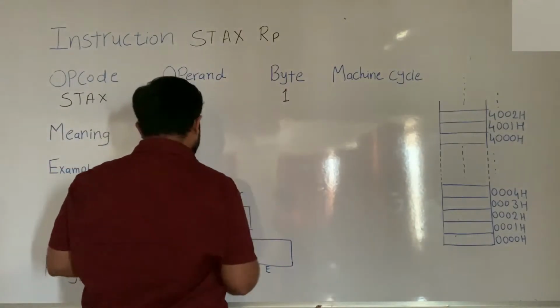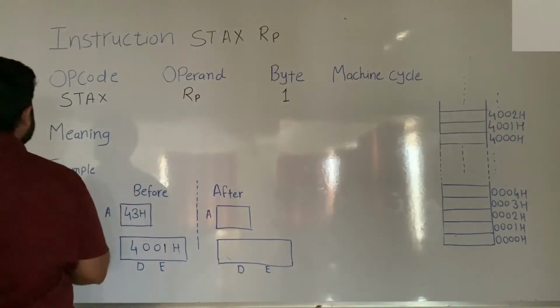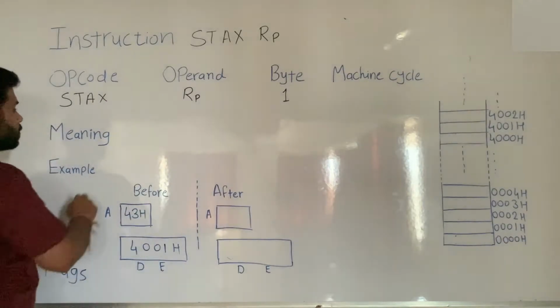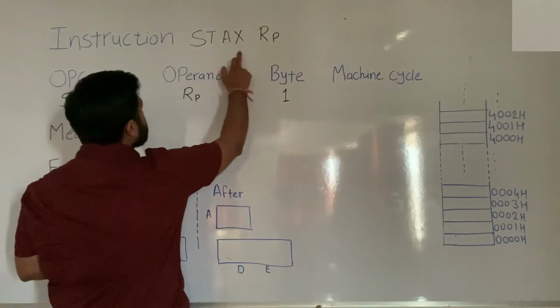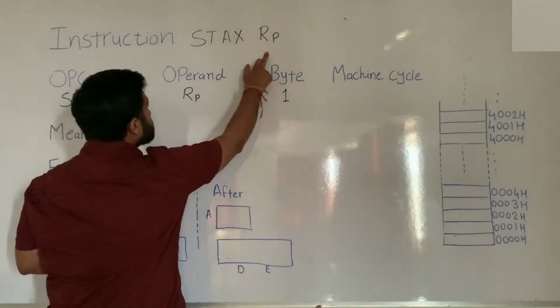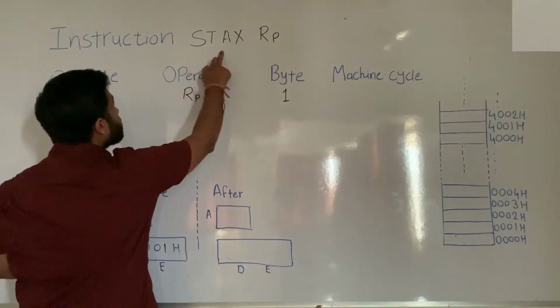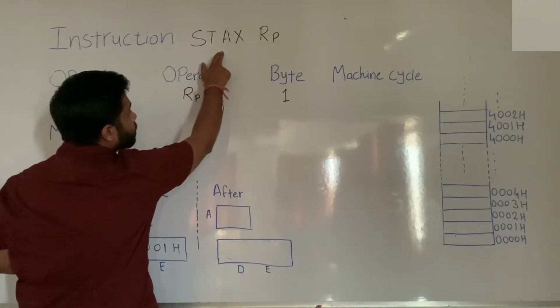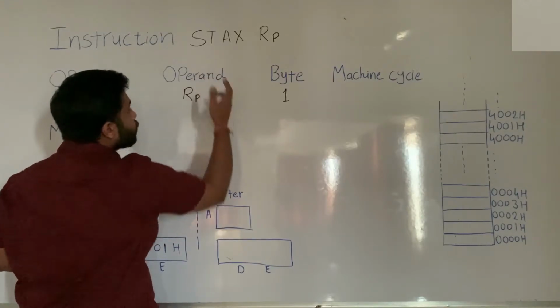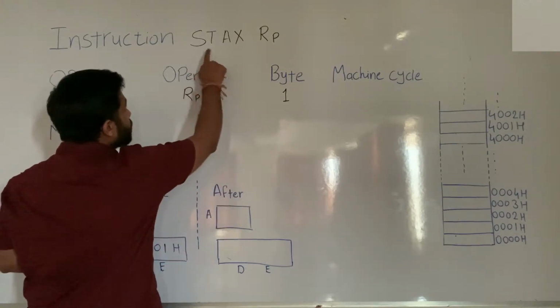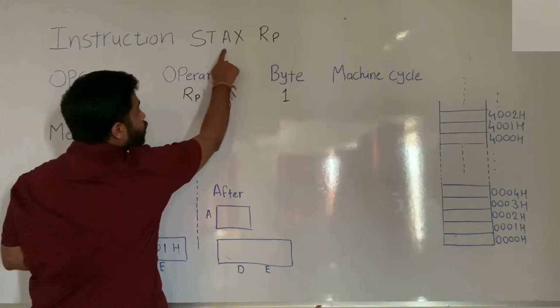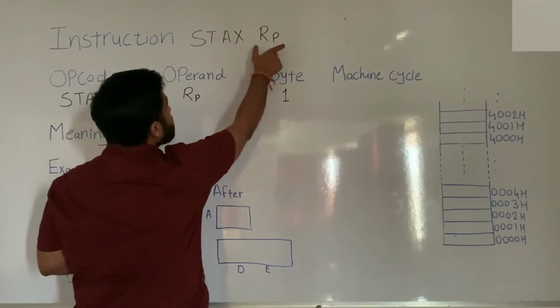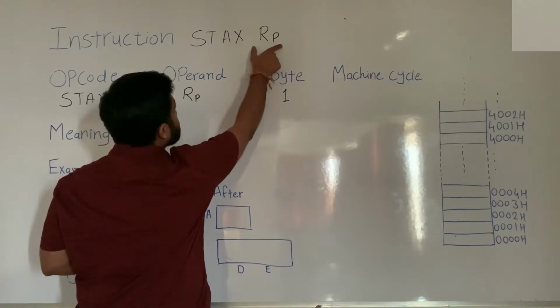Machine cycle we are going to see a bit later. Let's first see the meaning of the instruction. Now, STAX register pair means store data from accumulator. But from accumulator to where? Store data from accumulator to the memory location specified in the register pair.